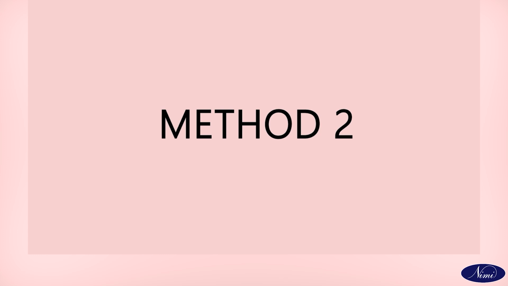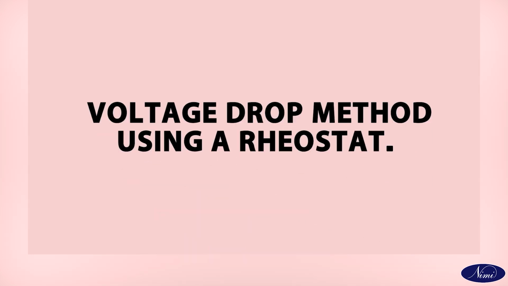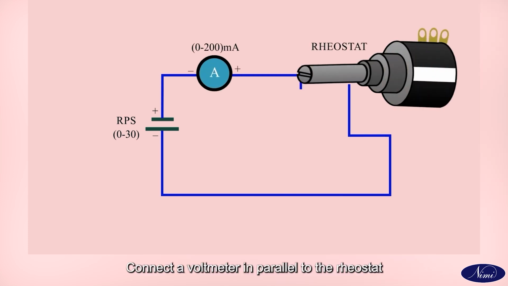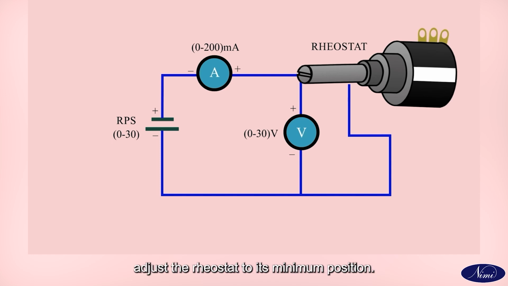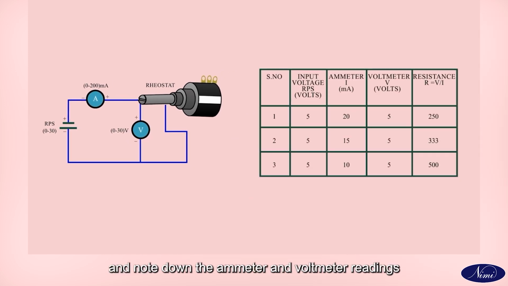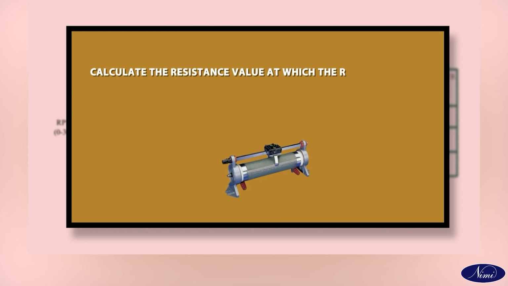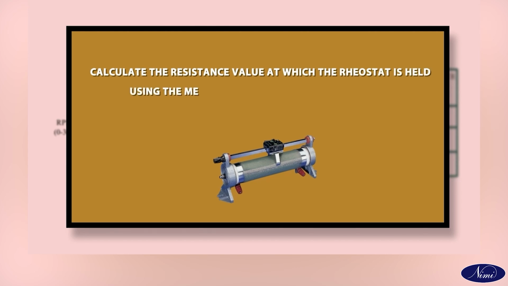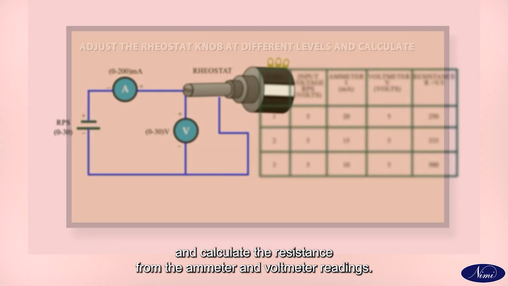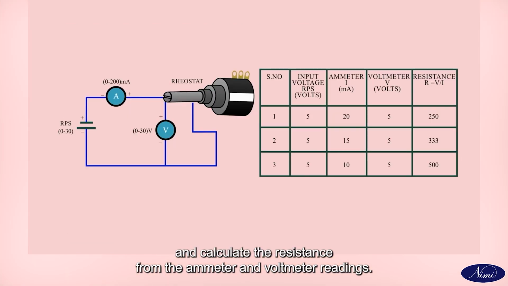Method 2. Voltage drop method using a rheostat. Connect a variable DC source, an ammeter and a rheostat all in series. Connect a voltmeter in parallel to the rheostat. Adjust the rheostat to its minimum position. Switch on the variable DC source. Gradually increase the rheostat for a small distance and note down the ammeter and voltmeter readings. Calculate the resistance value at which the rheostat is held using the measured voltage and current, R is equal to V upon I. Adjust the rheostat knob at different levels and calculate the resistance from the ammeter and voltmeter readings.